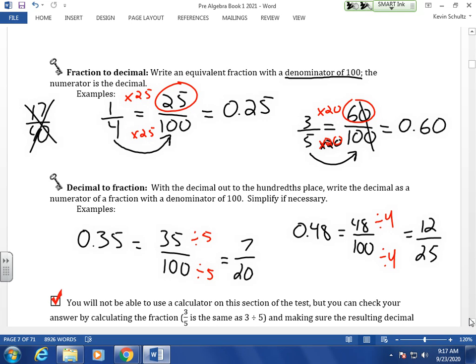Any questions on that? Is this review? Have you kind of done this before? So then what other mathematical concept falls right in line with fractions and decimals? Percentages, right? What does the word percent literally mean?